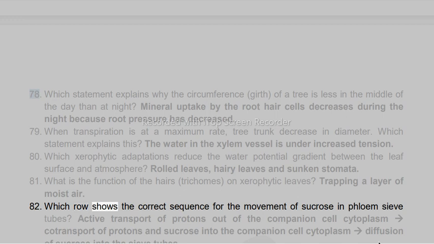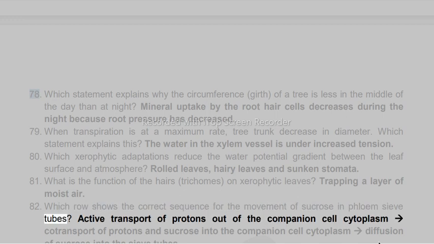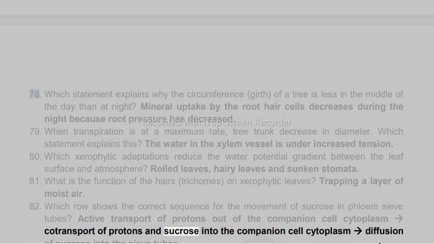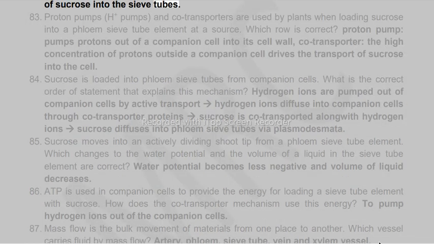82. Which row shows the correct sequence for the movement of sucrose in phloem sieve tubes? Active transport of protons out of the companion cell cytoplasm, cotransport of protons and sucrose into the companion cell cytoplasm, diffusion of sucrose into the sieve tubes.